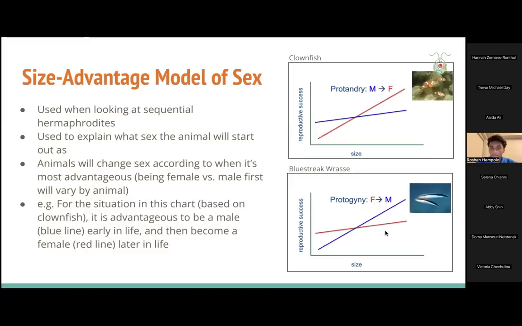So that previous chart was for clownfish. Clownfish will start out as male and become female later in life. But this isn't the case for every animal. It's going to be different. With blue streak wrasse, it's advantageous for them to be female when they're small and then become male when they're larger. So it's going to vary by animal. Lastly, just two terms to know: protandry refers to when hermaphrodites start out as male and become female later in life, and protogyny is starting out as female and becoming male later in life. Okay, next slide.